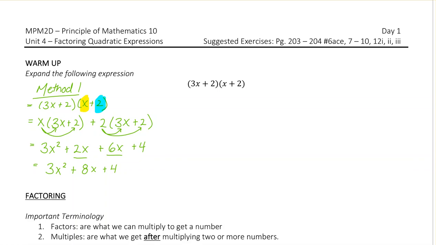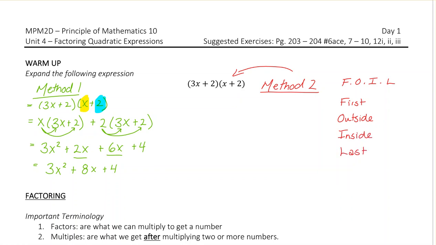Now our second method is something that only works for binomials. So anything in grade 10 that you're working like this with binomials will work. It's called the FOIL method. These letters stand for first, outside, inside, and last. So if I were to again rewrite the problem here, so rewriting the problem, and this is how I'm going to multiply and expand these.